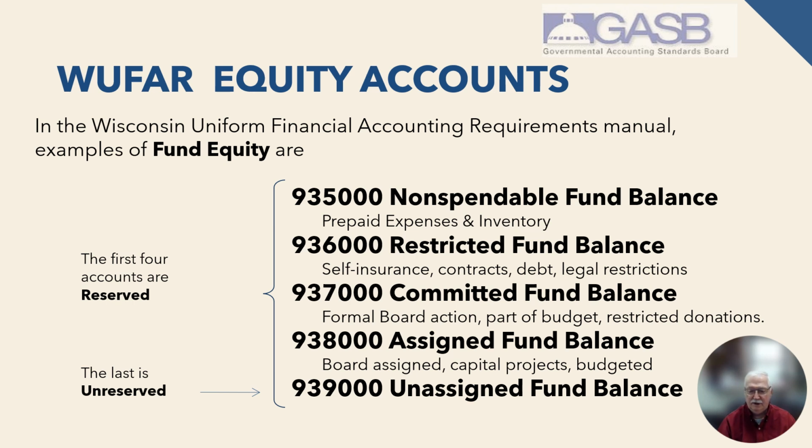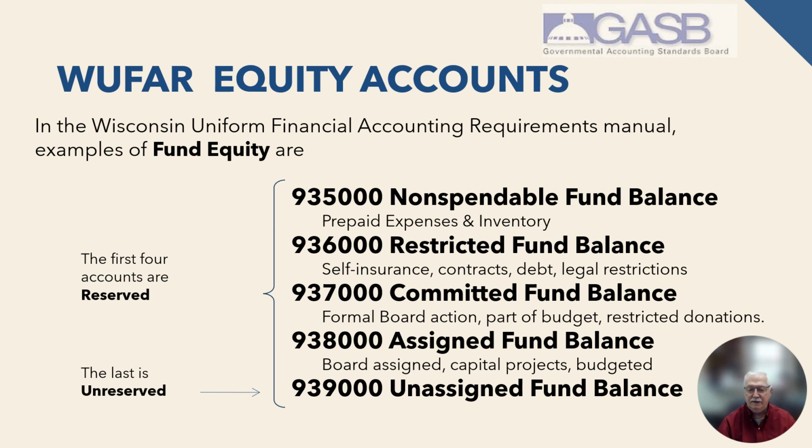Of the first 4 reserved accounts, 935000 is listed as a non-spendable fund balance. These categorize items such as prepaid expenses and inventory. 936000 describes restricted fund balance. These are for activities like self-funded insurance, contracts, debt, or legal restrictions.